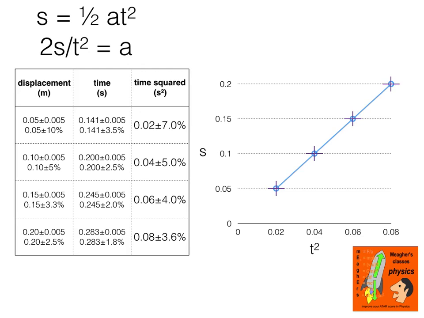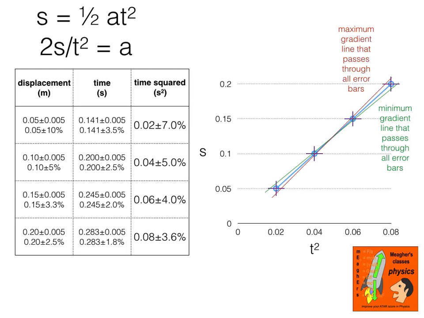Now that means that when we're graphing this, you could have a line that looks like that green line there, which has quite a low gradient compared to the blue line, but it does pass through all the error bars, so that's a valid line that we could have drawn there. We could have also drawn a line with a maximum gradient that passes again through all of the error bars, but it has a lot larger gradient.